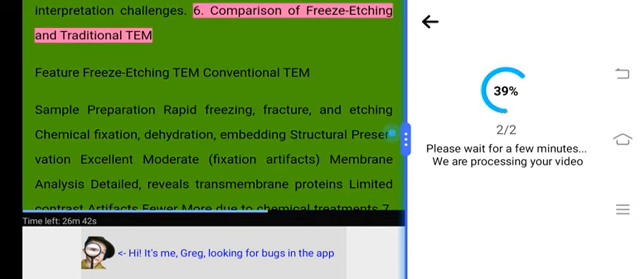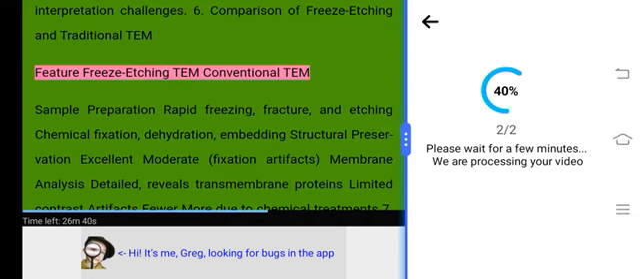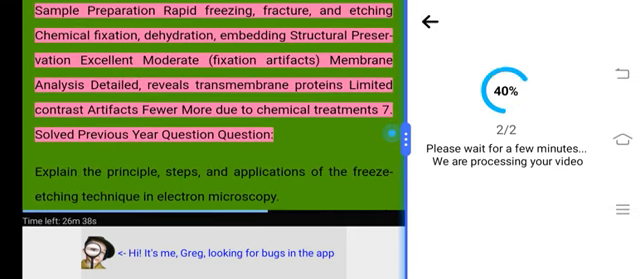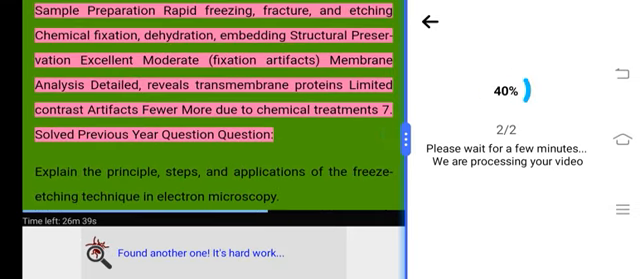6. Comparison of freeze etching and traditional TEM. Feature: freeze etching TEM versus conventional TEM. Sample preparation: rapid freezing, fracture, and etching versus chemical fixation, dehydration, embedding. Structural preservation: excellent versus moderate, with fixation artifacts. Membrane analysis: detailed, reveals transmembrane proteins versus limited. Contrast: artifacts few versus more due to chemical treatment.